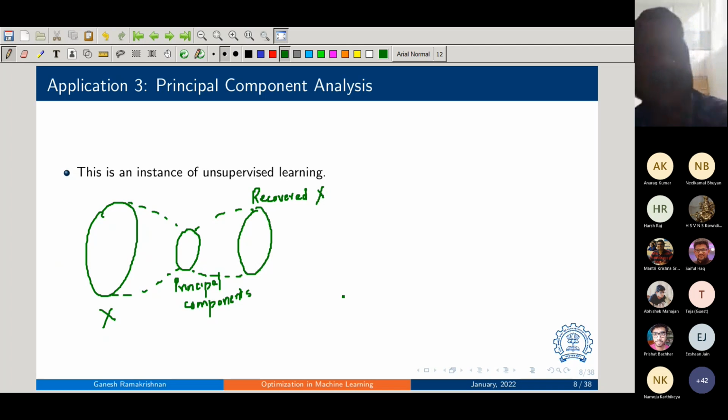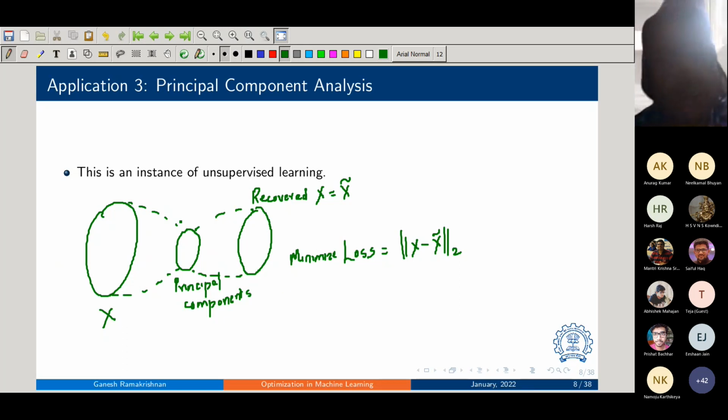Okay, and the loss is basically going to be, let's call this recovered x, but let's give it a name, x tilde. So the loss is just going to be as follows. You're going to say how far is my x from my x tilde, right? And you want to minimize this loss with respect to the principal component, the transformation. So if you want to give some name, let's say this is a transformation u. Okay, so there's a transformation u that takes you. So you want to minimize the loss with respect to this u transformation.